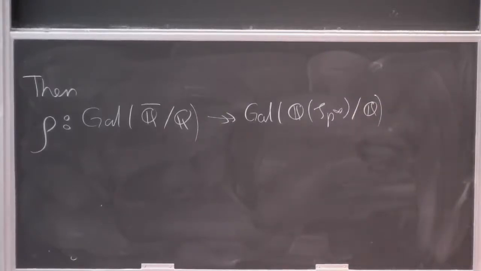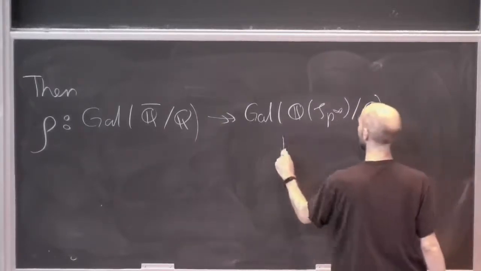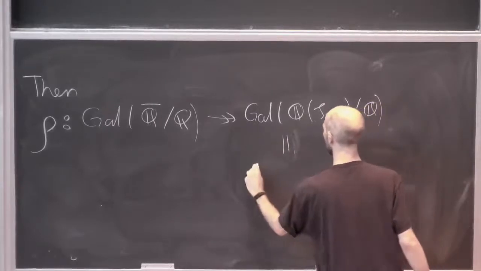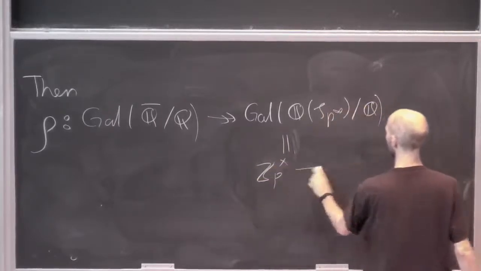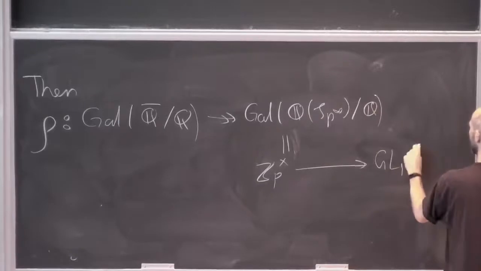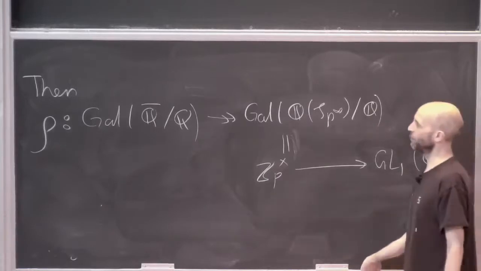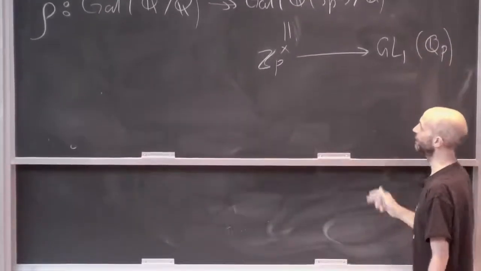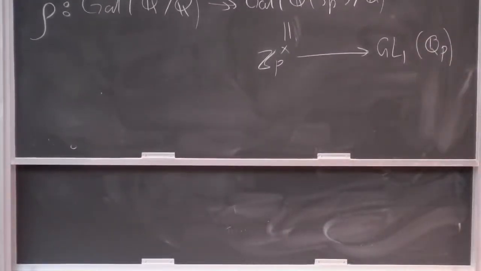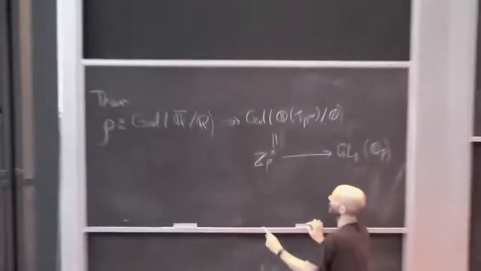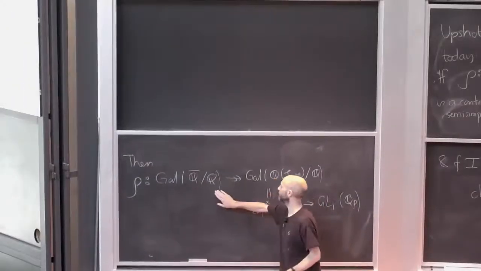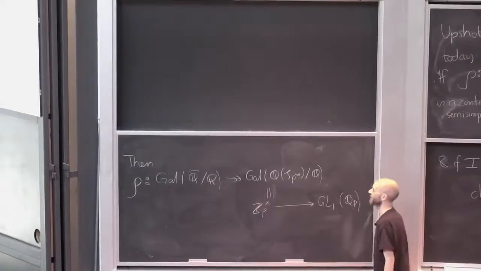And that's a group I do understand, because that's canonically isomorphic to Zp star, and that goes into GL1 of Qp, because it does. So there's a one-dimensional Galois representation, right? But this group here doesn't have any elements that I can evaluate, because I don't have a name for any element here.